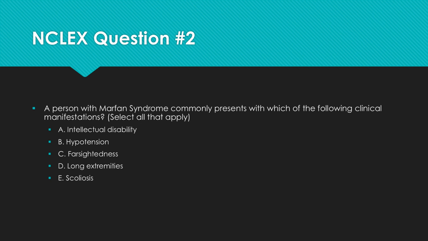These are all true manifestations of Marfan syndrome. You would not choose A because intellectual function is not affected. And you would also not choose C because a person who has Marfan syndrome commonly has nearsightedness and not farsightedness.